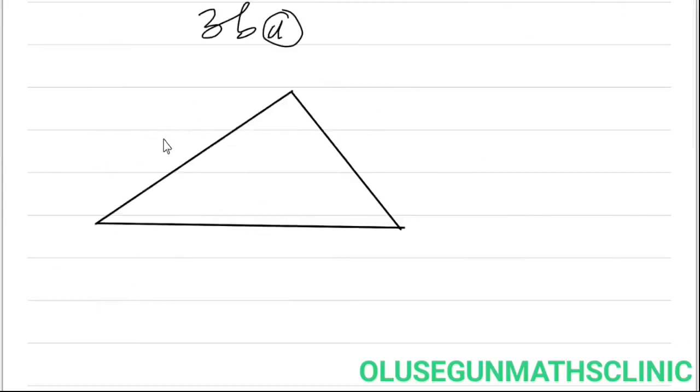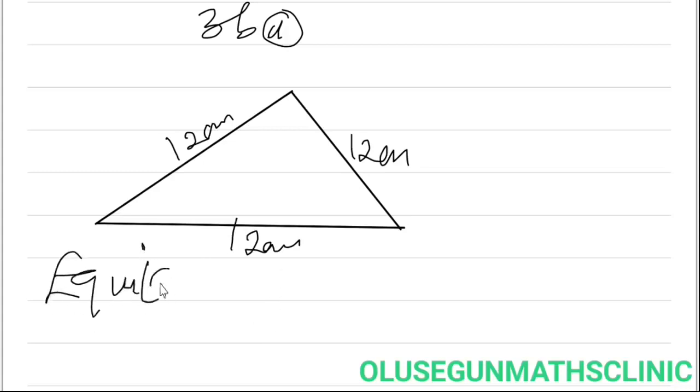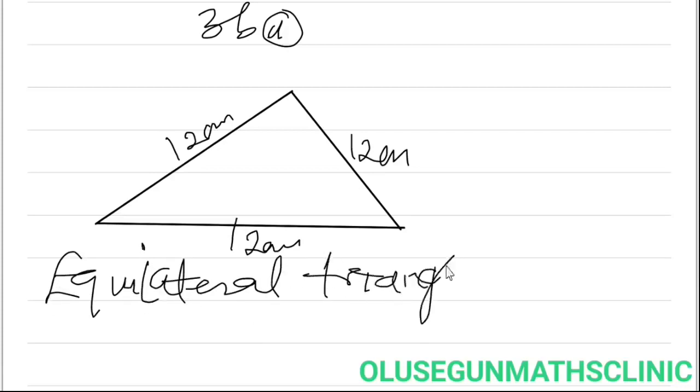The radius here is 12 centimeters, 12 centimeters, 12 centimeters. Since all the sides are equal, the type of this triangle is what we call equilateral. It is an equilateral triangle. This is the type of this triangle.